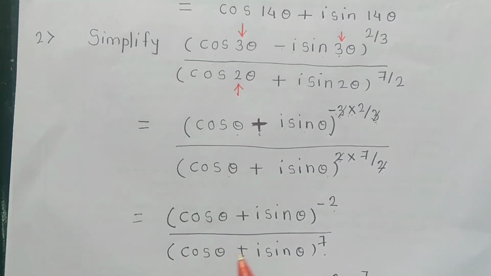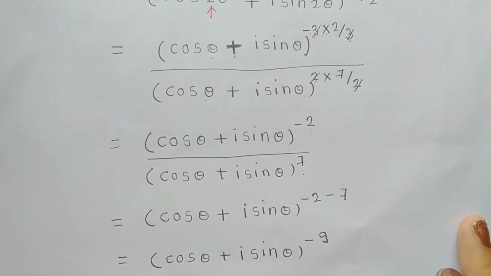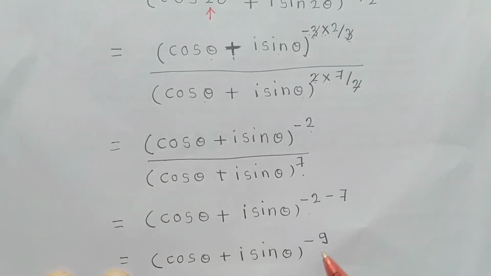Now after simplifying here we get (cos θ + i sin θ)^(-2), and in the denominator (cos θ + i sin θ)^(-7). Now we will use the law of indices here. After using the law of indices we get the answer like this, that means (cos θ + i sin θ)^(-9) here.